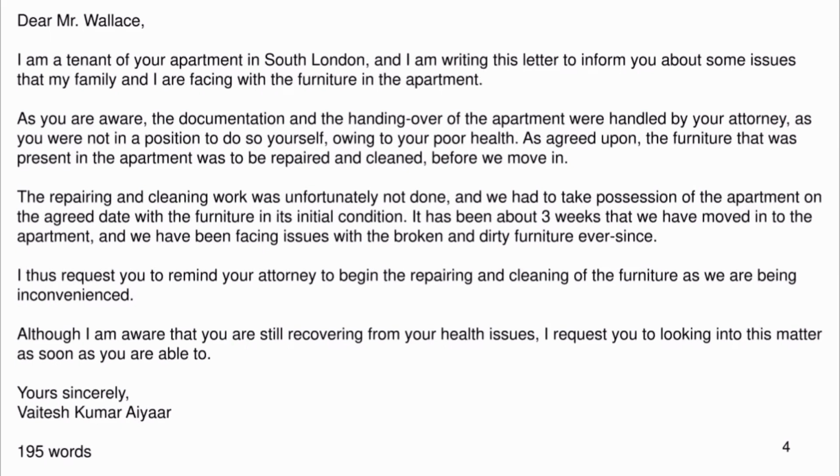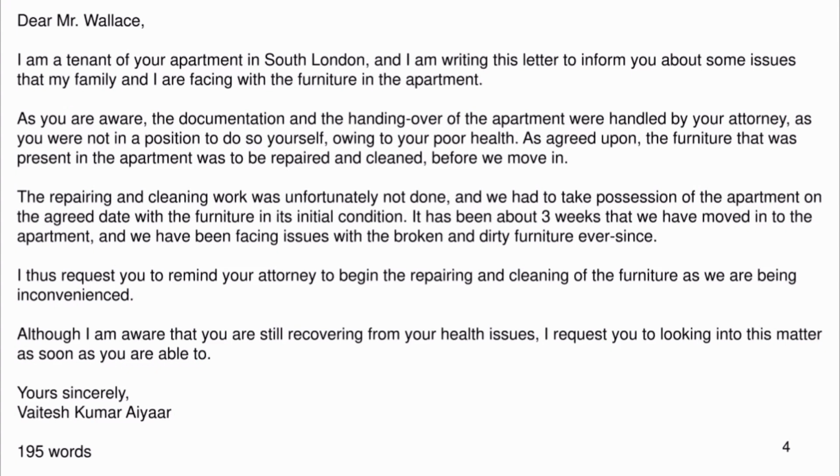Dear Mr. Wallace, I am a tenant of your apartment in South London and I am writing this letter to inform you about some issues that my family and I are facing with the furniture in the apartment. As you are aware, the documentation and the handing over of the apartment were handled by your attorney and you were not present to do it yourself owing to your poor health.